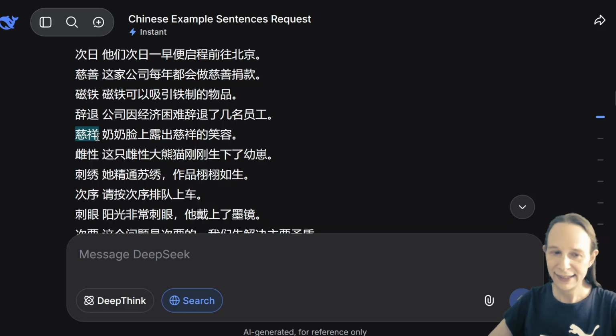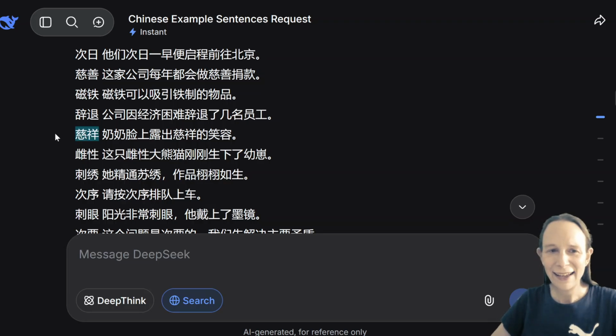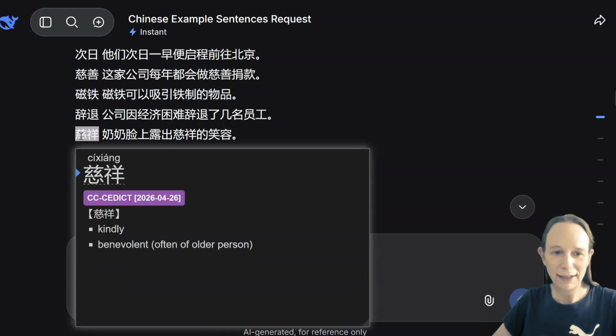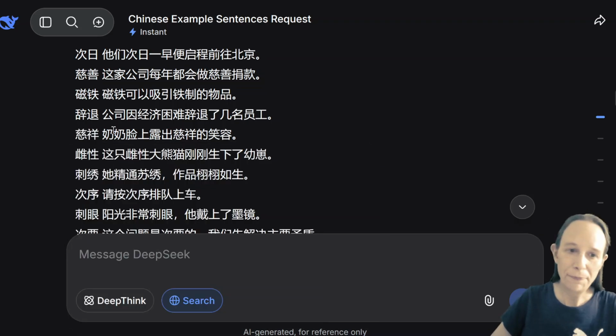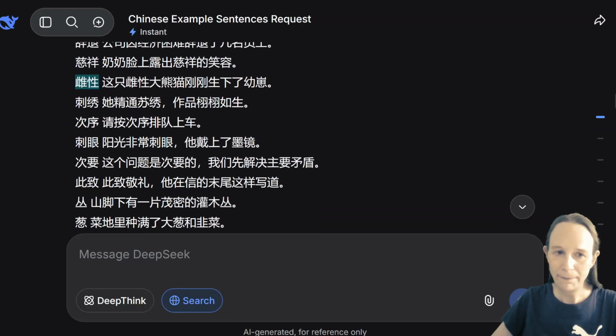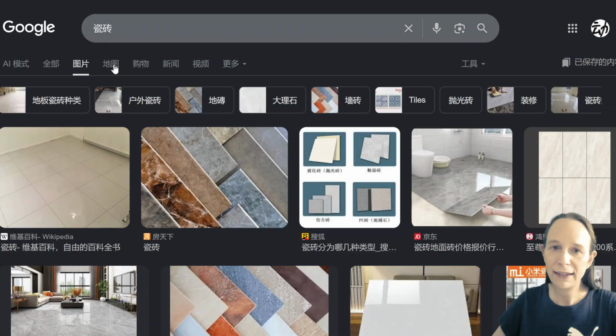All right. 慈祥, 慈祥, not 100% sure, but it's going to be like kind-hearted or something like this. I think it describes old people. 慈祥, kindly benevolent, often of older people. 奶奶脸上露出慈祥的笑容。雌性 female as opposed to 雄性 male.